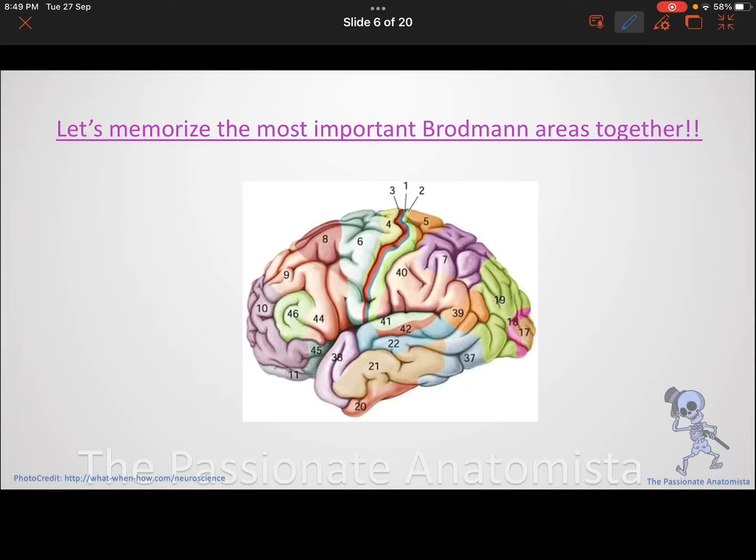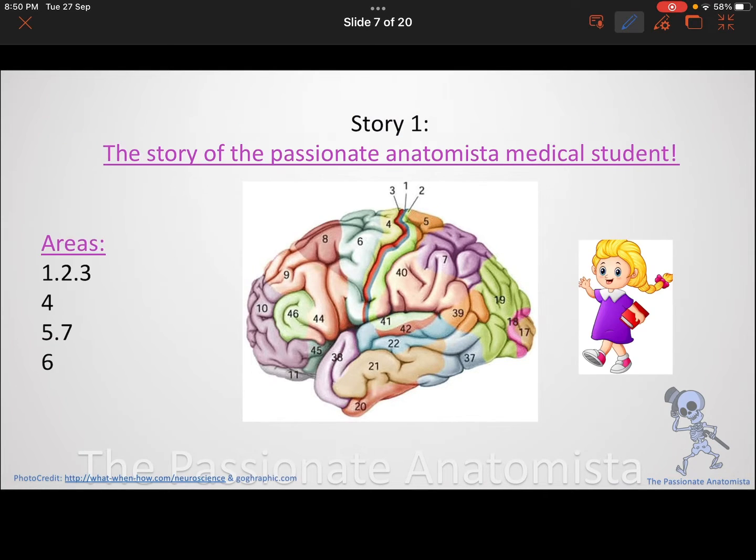And let's go ahead and memorize the most important Brodmann areas together. Okay, so I have created some stories for you guys to remember the numbers of the Brodmann areas, and let's go ahead and know them together. Story number 1 is going to be about the passionate anatomist. Well, that is my hero for today. It's me, as a medical student or whatever kind of student, and she has a story, all right?